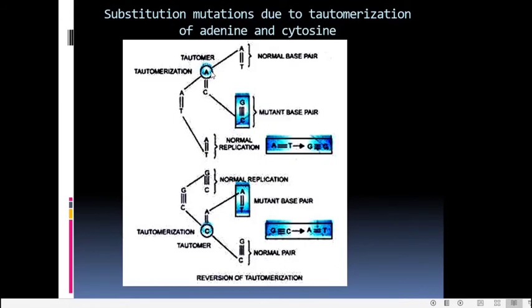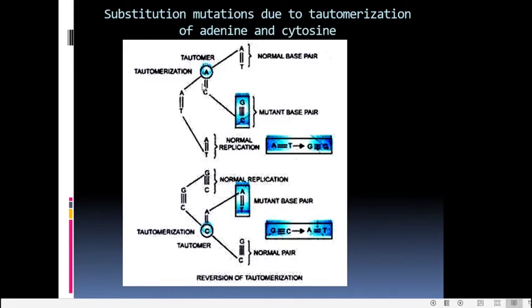Now this molecule undergoes replication. This strand will separate and this strand will separate, and they will act as templates. So in the next replication, A has already reverted to its normal form, so it will pair with T. Here there is no problem. But this strand already has C, so it will pair with guanine during the next replication.